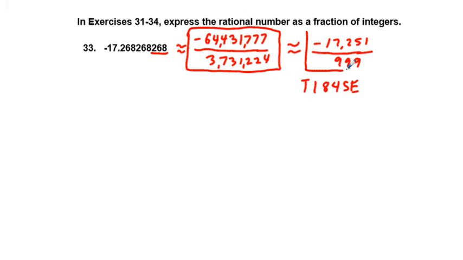So the answers you get depend a lot of times on which type of calculator you use, but in each case they're going to be very, very close to the original rational number that's written in decimal form.